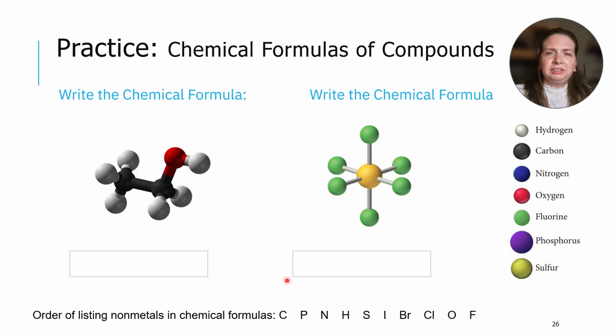For the first molecule, there are 2 black carbon atoms, 6 white hydrogen atoms, and 1 red oxygen atom. The chemical formula is C2H6O. For the second molecule, there are 6 fluorine atoms and 1 sulfur atom. Sulfur is written first because it is further to the left and lower on the periodic table, giving us the formula SF6.